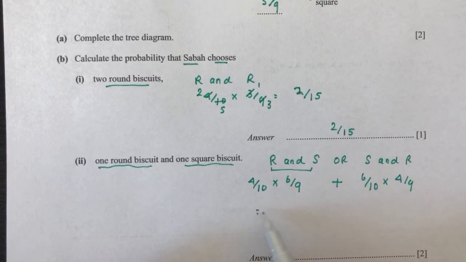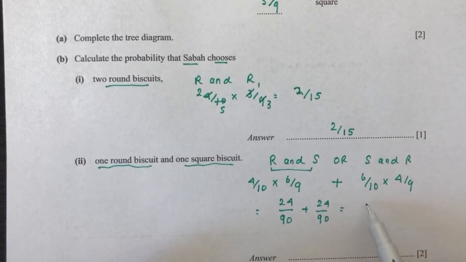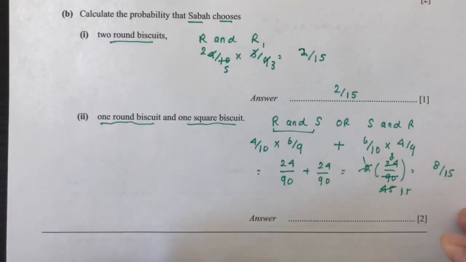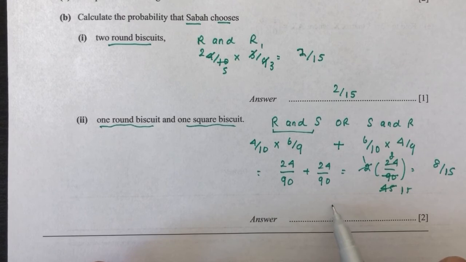So simplify. Let's just multiply them first. So 24/90 plus 24/90, which is 2 times 24/90. Simplify. What do we have? 1, that will be 45. Divide by 3, we have 15. That will be 8. So 8/15 will be your answer for part 2.